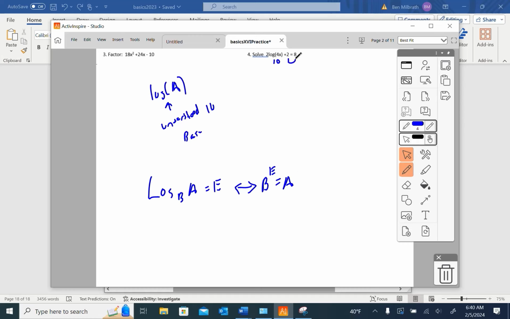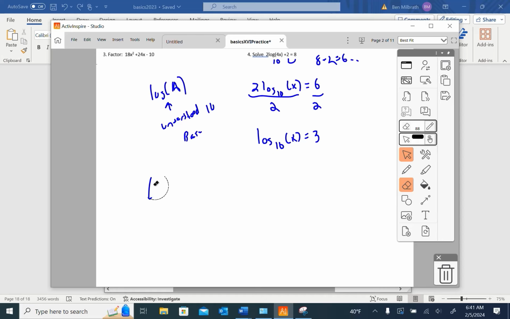I'm going to do the baby steps first. 2 log base 10 of x is 8 minus 2, 6. And then I'm going to divide this 2 out. Log base 10 of x is 3. And the number of juniors who don't know what 10 cubed is beyond me, but whatever. Oh, and it wasn't an x.